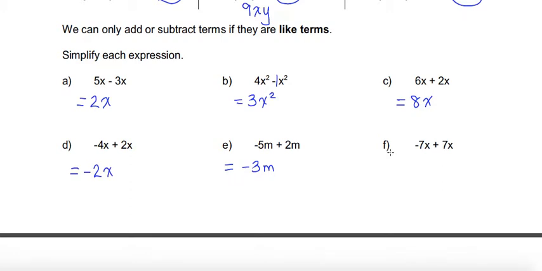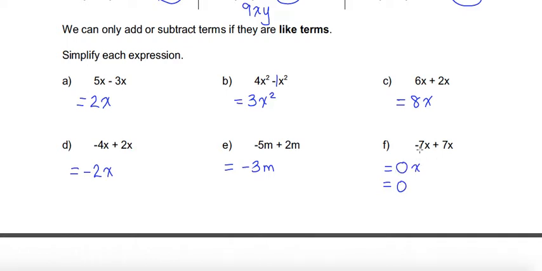And lastly, F, negative 7x plus 7x. These are like terms. They both have x's. Negative 7 plus 7 is 0, so I have 0x or just 0. So anytime you have 0x or 0y, it's just going to be 0.